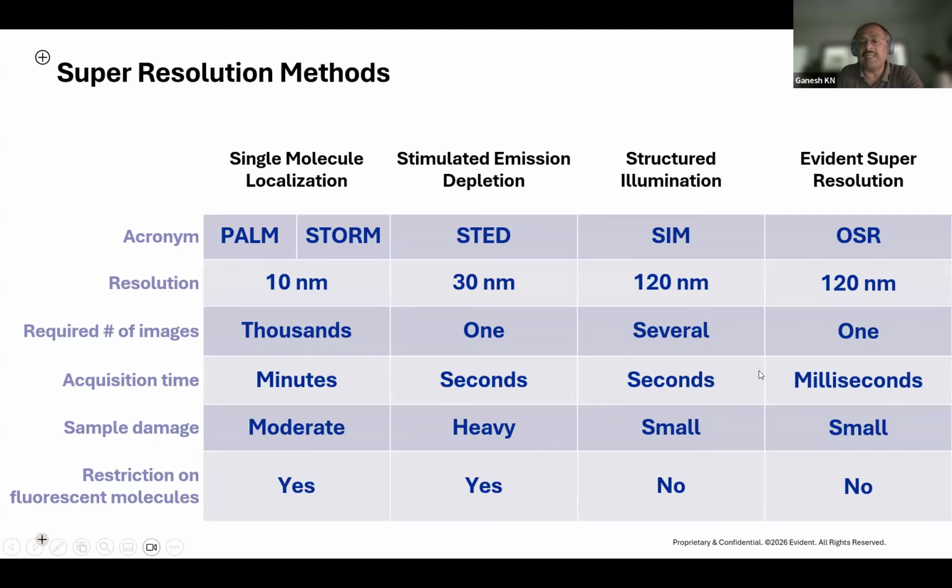So what is lacking here is you need 120 nanometer, but you should not have sample damage. You should not have a restriction for using different dyes, but you should have a better speed. If you compare structured illumination, which takes seconds, with here, you are acquiring in milliseconds. That means each exposure is one image. So the advantage of spinning disc confocal microscopy with super resolution is you can achieve better speed while retaining the resolution of a conventional structured illumination system.